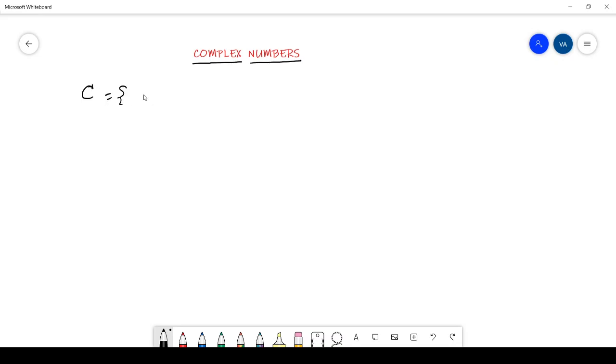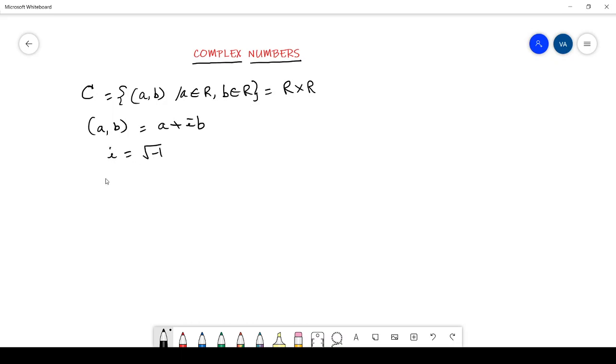C is the set of ordered pairs (a, b) such that a belongs to R and b belongs to R. Z equals R cross R. The ordered pair (a, b) is nothing but a plus ib. Here the value of i is root minus 1, and i square is minus 1.